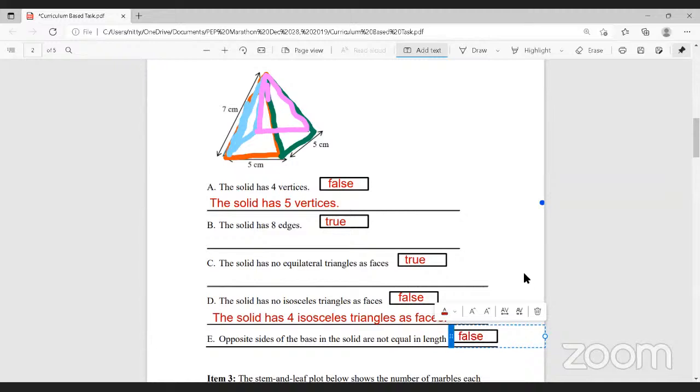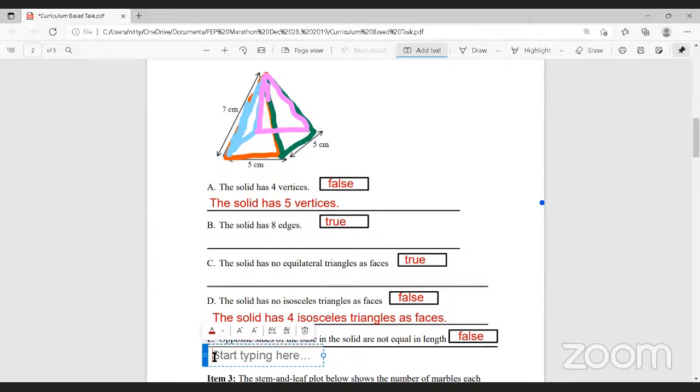Waiting for your answers in the chat. What could the correct statement be? Go ahead. Yes, Gianna, it's a square base. Very good. Let me see your correct statement for this one. So if it is false that opposite sides of the base in the solid are not equal in length, then what is the correct statement? Remember that whatever statement we write must be based on what we have here.